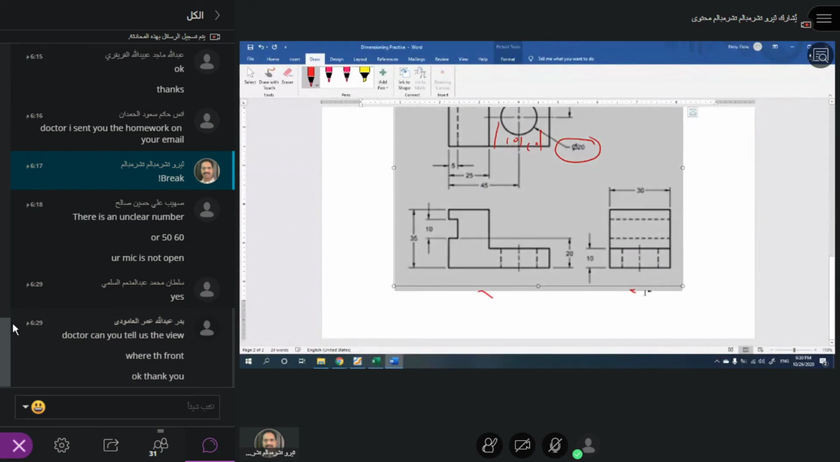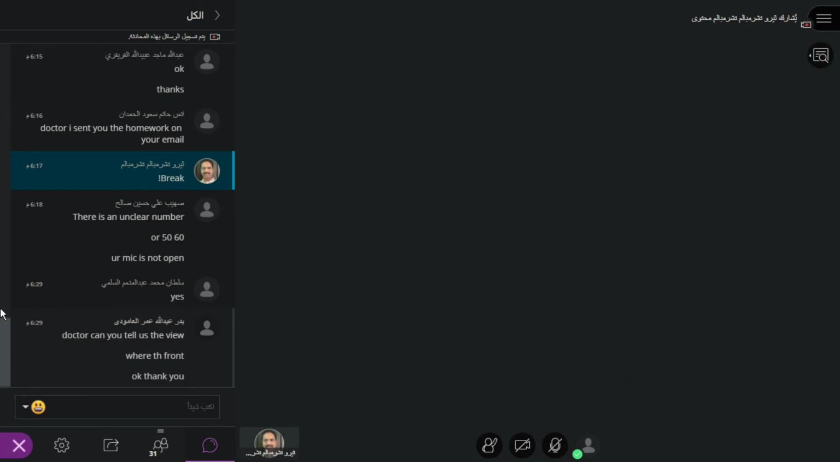Always this is the convention: top view, front view, top view, side view. Okay. Good. See any other question? All right. Let's see who is the next person here.